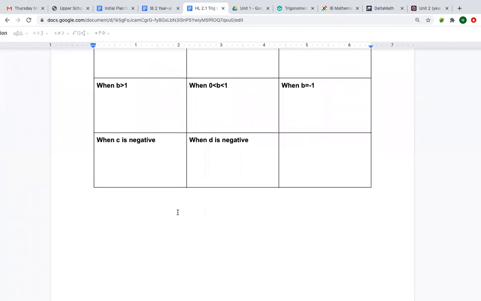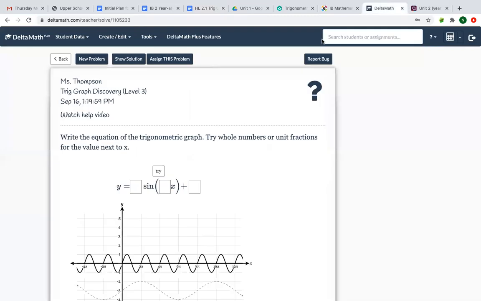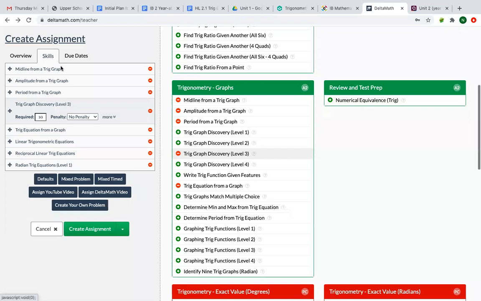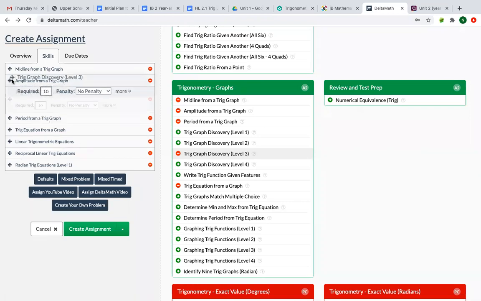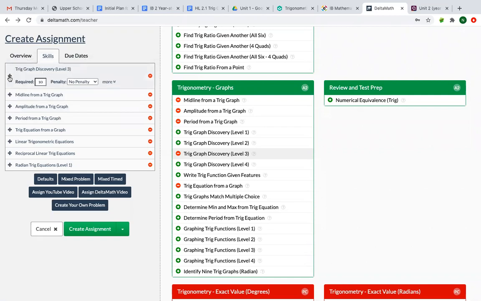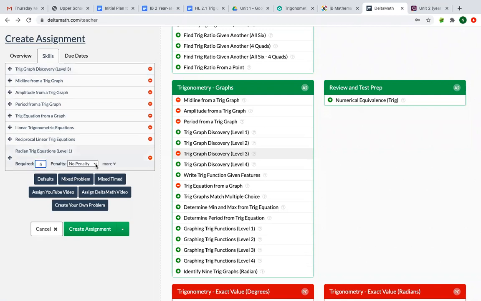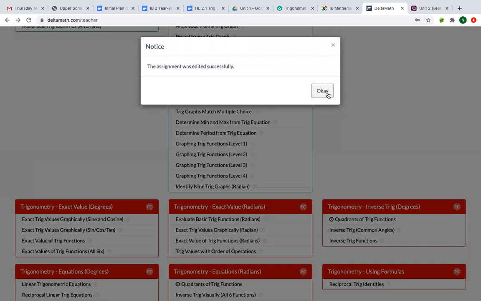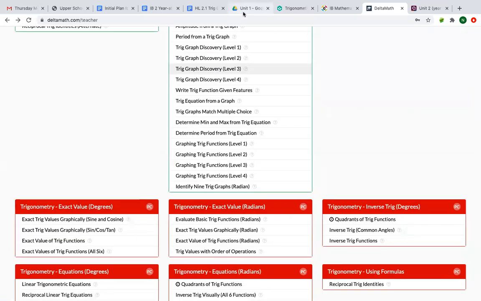And once you fill that chart out and have worked on your Delta Math, then it should be pretty easy. The trig graph discovery, I think, is probably the one you should do first on Delta Math. It should help you figure out what you need to be doing for each type of question. So I would do the trig discovery. Now it's posted. It's up there for you. You just saw me post it.